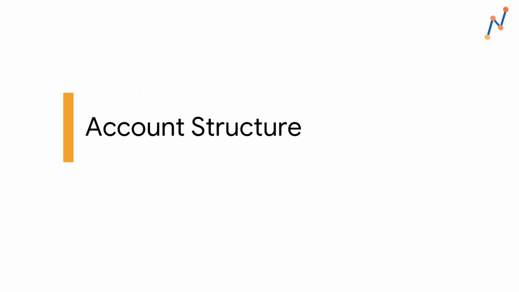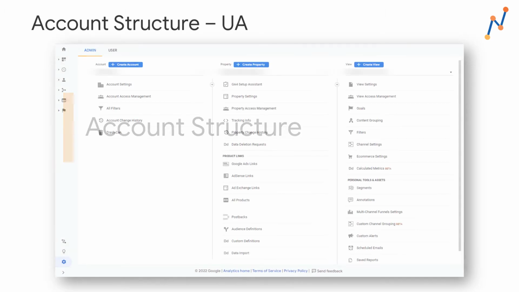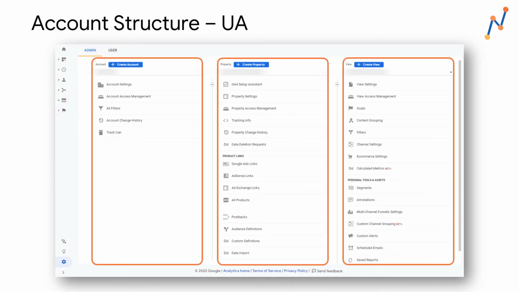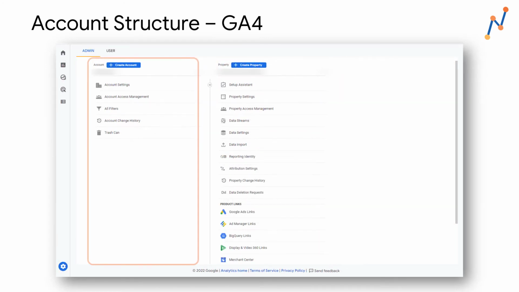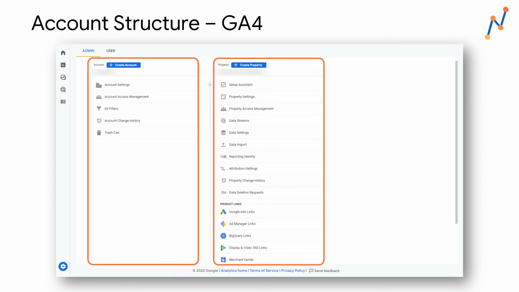We'll start with one of the differences that immediately catches the eye, the admin section, and therefore the structural hierarchy of Google Analytics. When we open the admin section of Universal Analytics, the account structure is divided into account, property, and view, while in GA4, the account structure only consists of account and property. Quite obviously, there are no views available in the GA4 hierarchy. So let's have a more detailed look at the differences in the GA account structure.